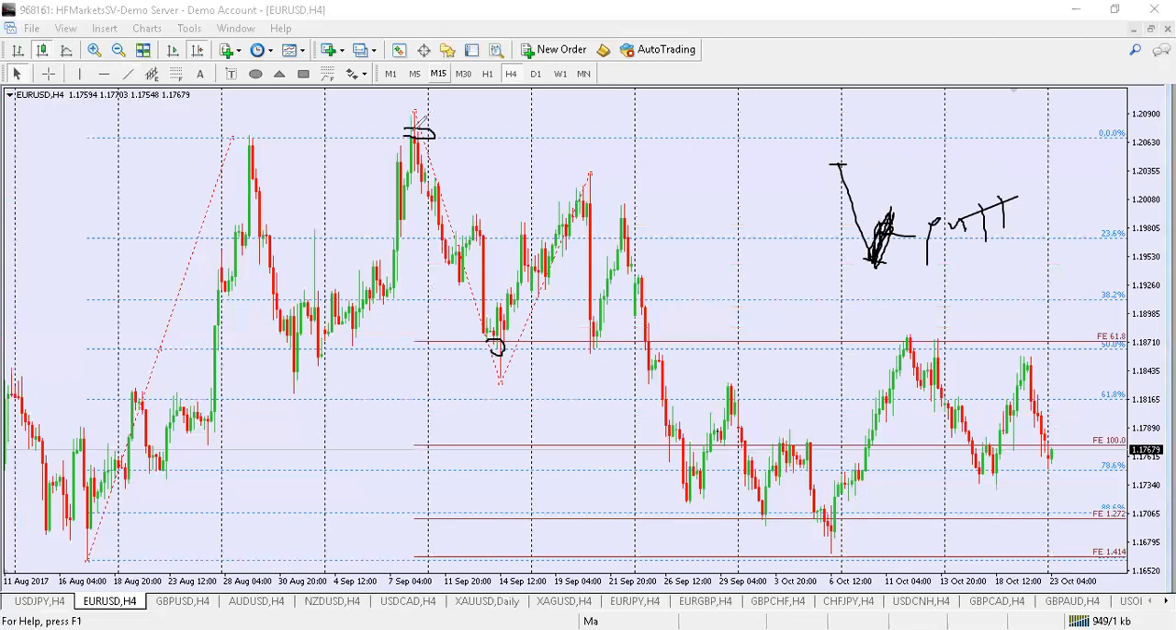All right. That's this point. This point and this point. This is the main leg, and this is the pullback. This is the pullback. This is the main leg, or the push down.